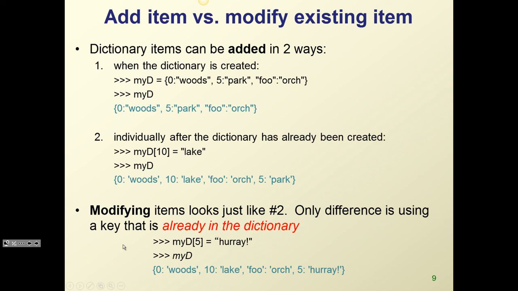So that was the in keyword. I could have a conditional statement that says, if 5 not in my D equals hooray. That would prevent me from overwriting an existing item. We're going to use a statement like that in some upcoming slides. Sometimes you want to only add to the dictionary if it's a new thing.